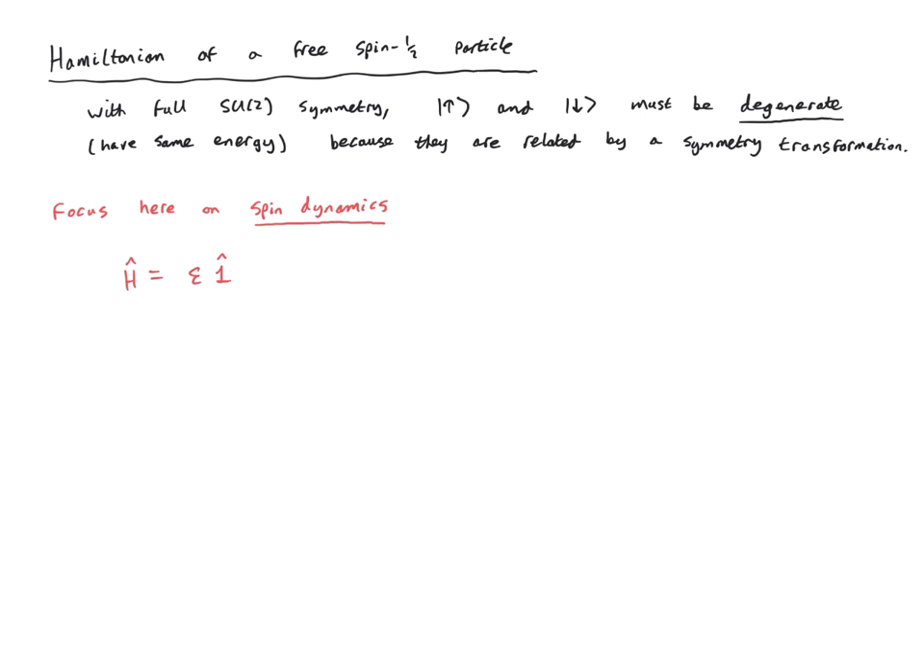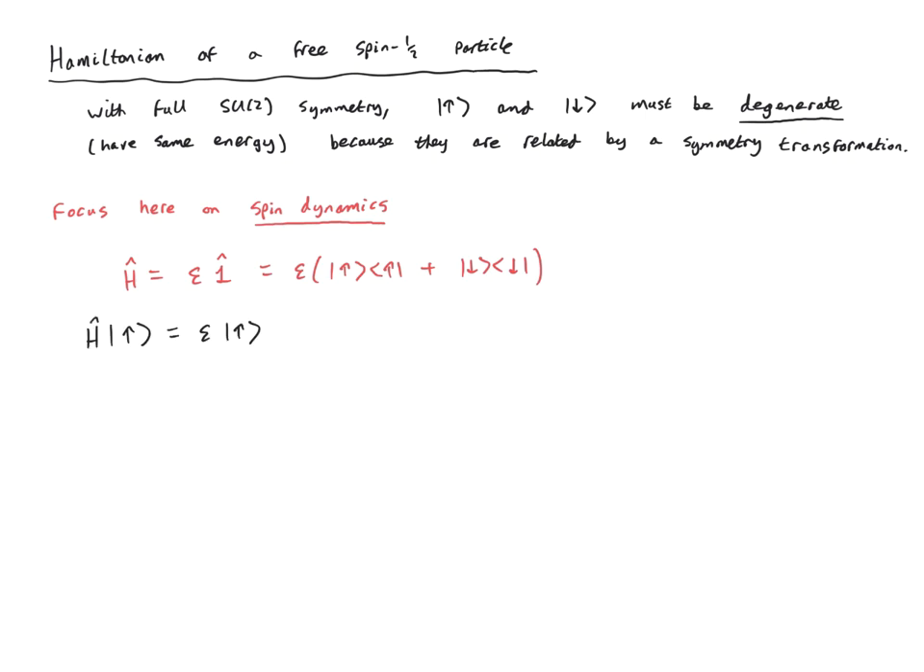Here we see the identity operator multiplied by some constant epsilon. If we write out what the identity operator is, we have a projector onto the up state plus a projector onto the down state, and all of that is multiplied by this constant epsilon. So what does this mean? Well, the epsilon here has to be a real parameter describing the energy of the states. It has to be real because the Hamiltonian must, of course, be Hermitian.